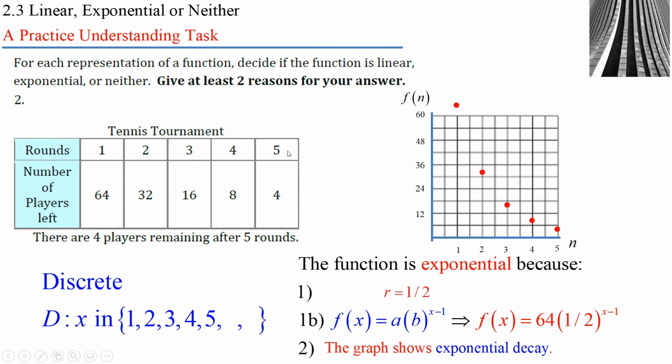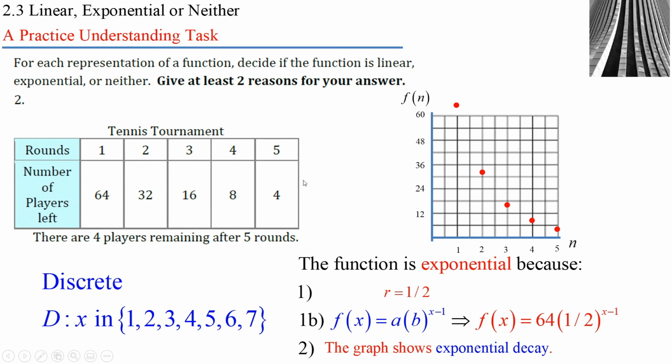So let's see. At round 6, wouldn't I have 2 people left? Which means at round 7, those people would play, all right? And I have my one champion. So I'm going to say there's going to be 7 rounds. So I'm going to say x is in the set 1, 2, 3, 4, 5, 6, 7.